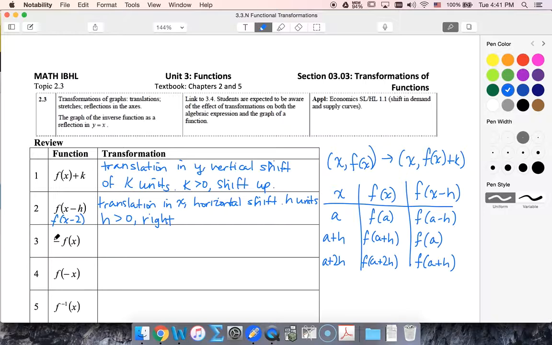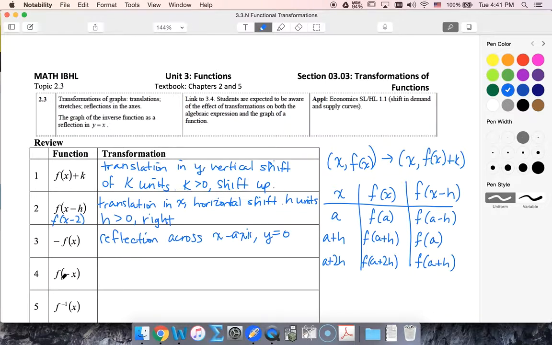All right, thinking about this one, I'm applying a negative to all my y values. So that means any positive y values become negative, any negative y values become positive. This causes a reflection across the x-axis or across the line y equals 0.